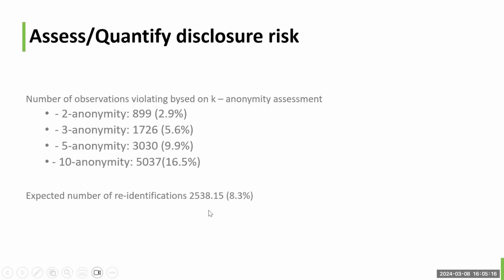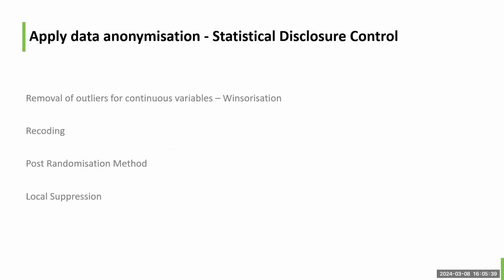And then we also did this summary measure called the expected number of re-identifications. So this is a global measure of risk. You look at the data and say, given these categorical variables that are my indirect identifiers, what is the expected number of re-identifications? We found that it was like 2,538. So this is some of the key results, but we did other assessments as well.